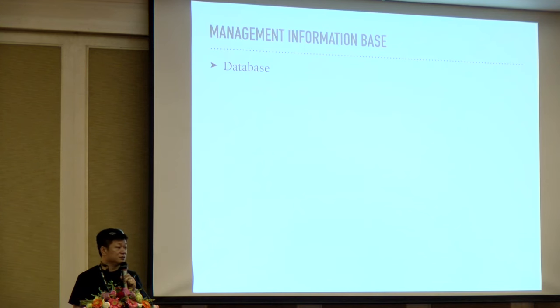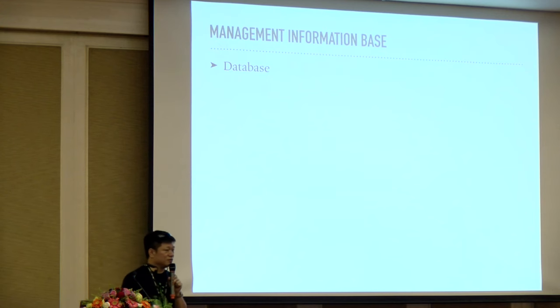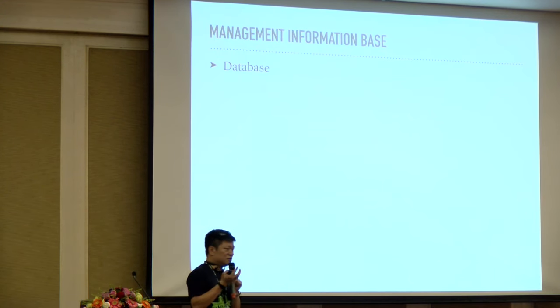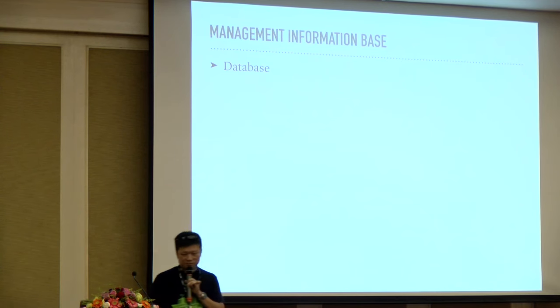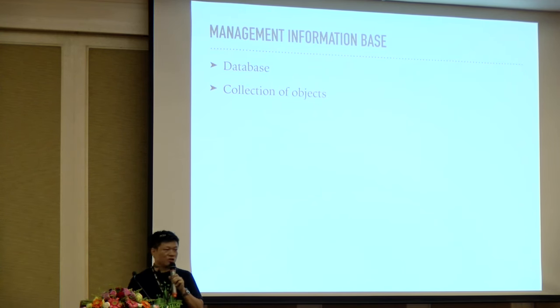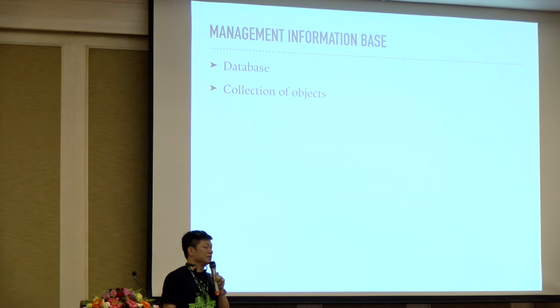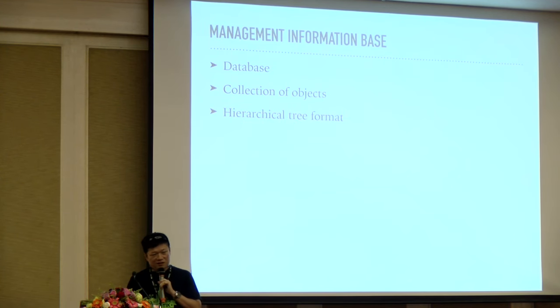It's a database. So the MIB will contain the information you want to get. If you want to get the statistics of the network, it contains that information inside. It's also a collection of objects. These objects are the things that you monitor. This is called an object. So it's a collection of these objects.